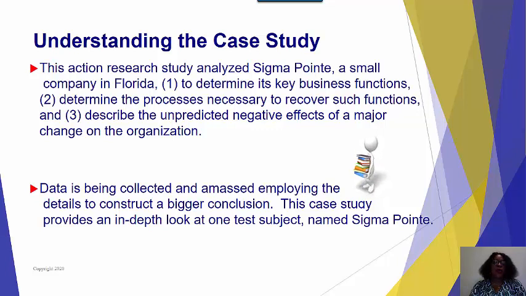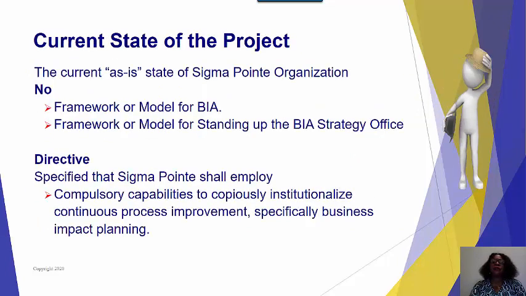This case study provides an in-depth look at one test subject named Sigma Point. Again, this will be a 3-part series. The current state of the project, that means what is happening right now with Sigma Point. One, they have no framework or model for business impact analysis. Two, no framework or model for standing up a business impact strategy office.